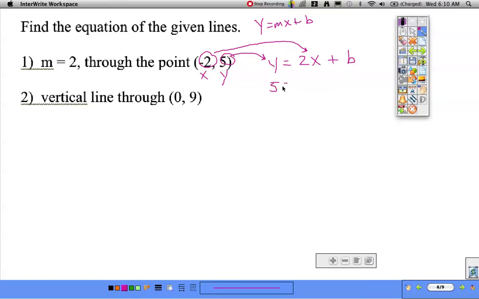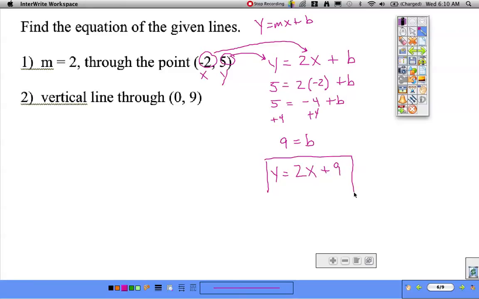If y is 5 when x is negative 2, then this should give me the y-intercept of b. So 2 times negative 2 is negative 4, plus b is 5. I'm going to add the 4 to both sides, and I'm going to get 9 is equal to b. If I'm finding the equation, my answer would not be 9, but y equals the slope times x plus the y-intercept. Number 2 asks for a vertical line through 0, 9.